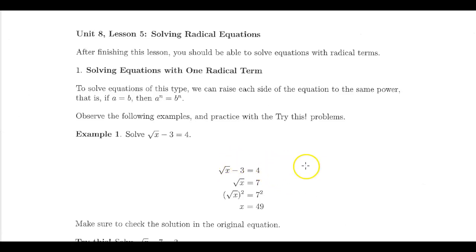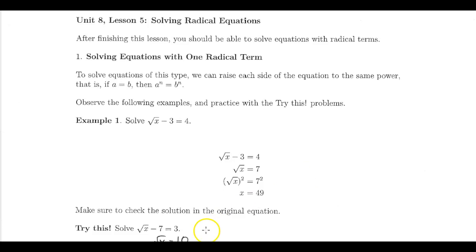Also, we want to solve equations like we regularly solve them. We want to get to a place where the square root of x is alone, and then we can square both sides. So if we add 3 to both sides, we get the square root of x equal to 7. Then if we square both sides, we get x equal to 49. If I put that back in the original equation, the square root of 49 is 7, and 7 minus 3 is 4. So that checks.